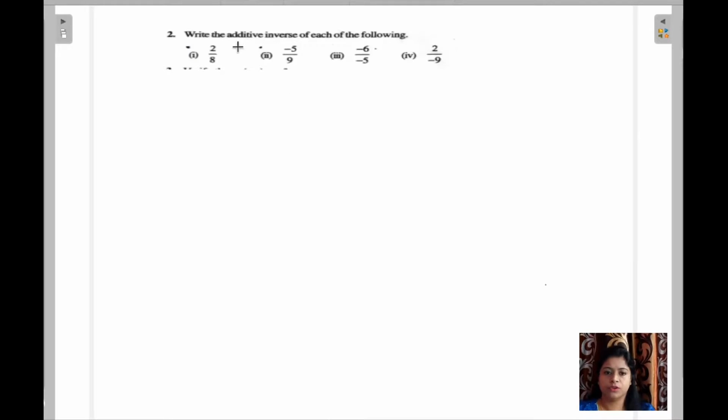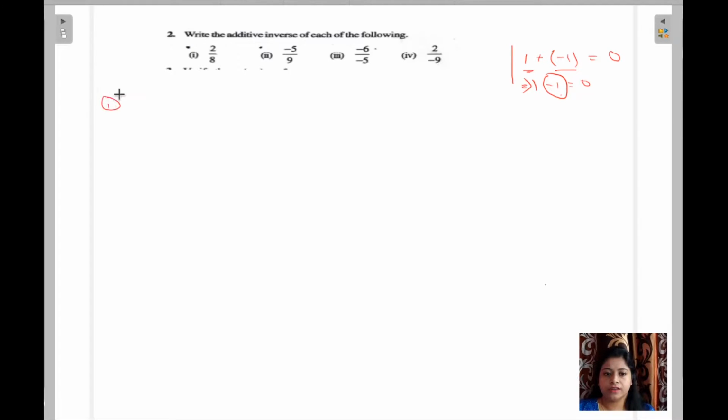Number 2. Write the additive inverse of each of the following. Additive inverse means what? If 1 is a number, what should we add with 1 to get 0? Okay, so if we write minus 1, it will become 1 plus minus 1 equals to 0. That means minus 1 is the additive inverse of 1. Okay, so let's get started.